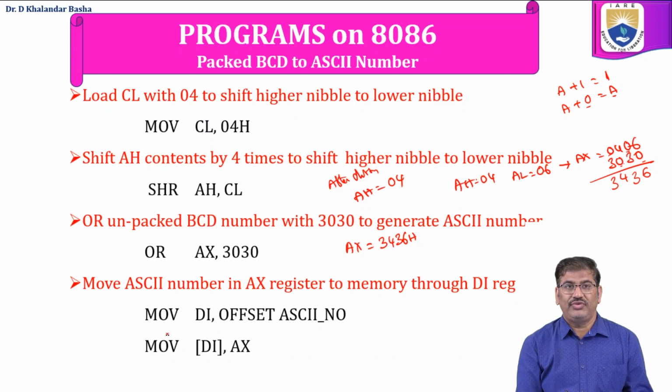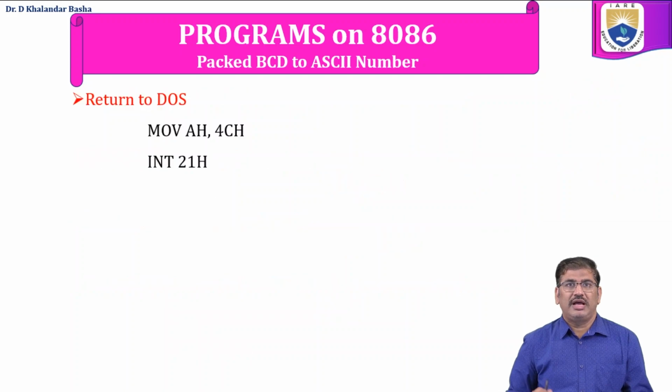For that, first we will fetch the address by using the instruction MOV DI, OFFSET ASCII number. This instruction will fetch the offset value of the ASCII number in the data segment, which will be loaded into the DI register. Into this memory location, the AX contents holding the ASCII number will be loaded by using the instruction MOV [DI], AX. Now we will terminate the program by calling INT 21H with the subroutine 4CH to return to DOS. For that, MOV AH, 4CH followed by INT 21H. This is the program for converting packed BCD number into ASCII number.